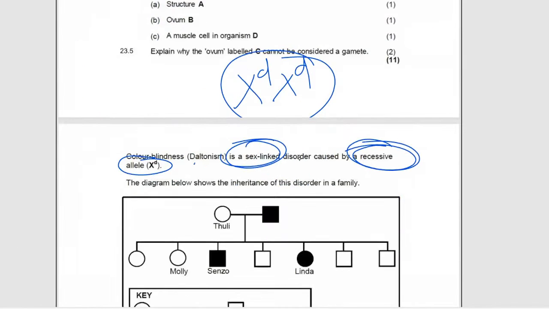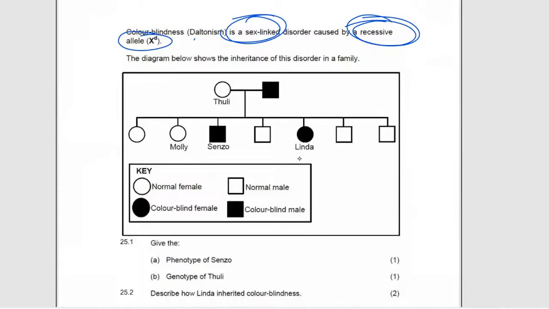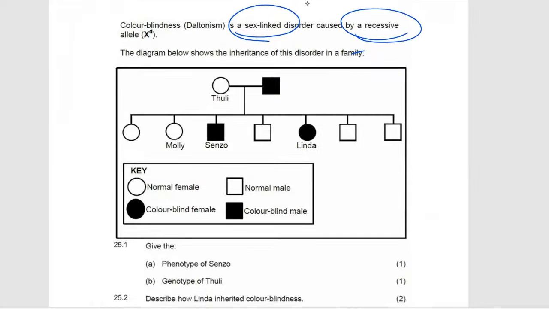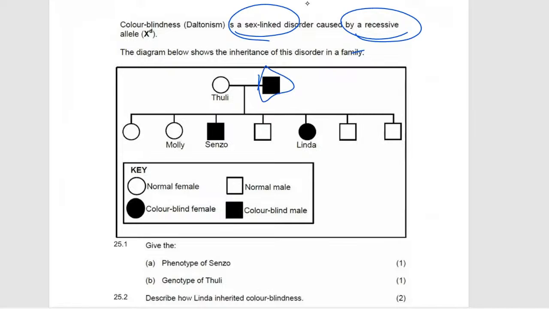So when we come back to our question, the question you did, is it the same? It's not the same. So let's read it and find out. They're saying that color blindness is a sex-linked disorder, caused by a recessive allele. So they will tell you whether it's a dominant allele or a recessive allele. We said a box means a male, and if it is shaded, he is affected; if it's not shaded, he's not affected.